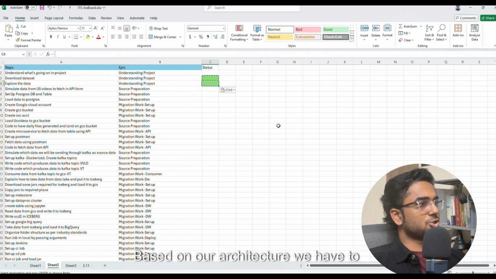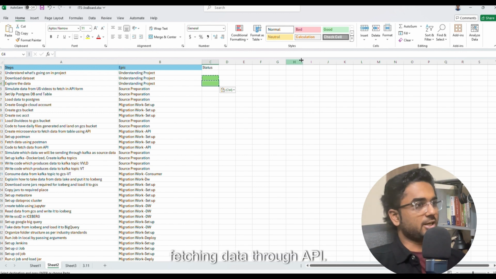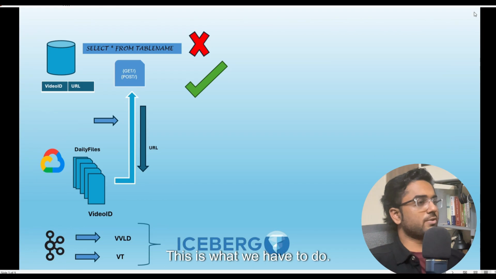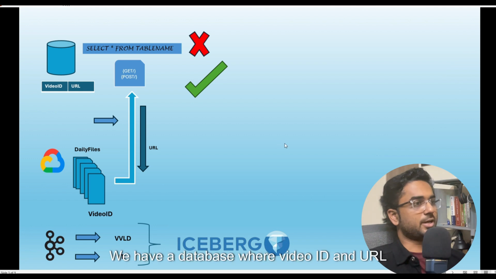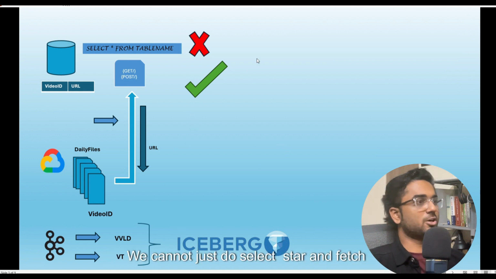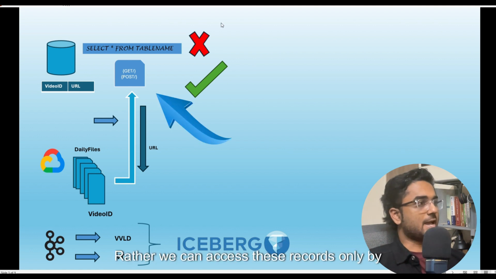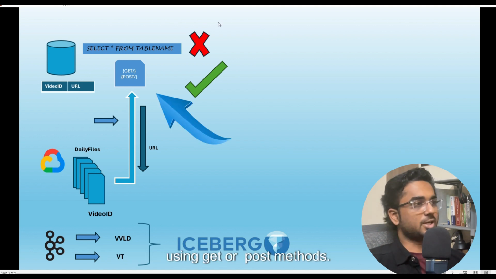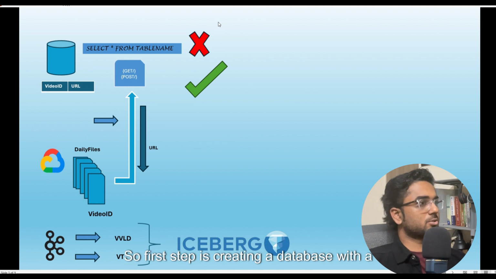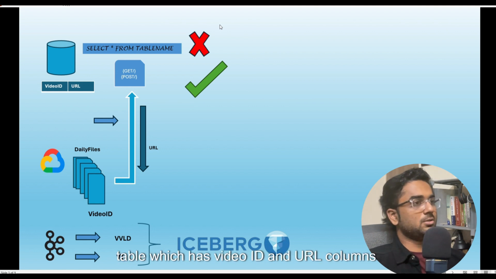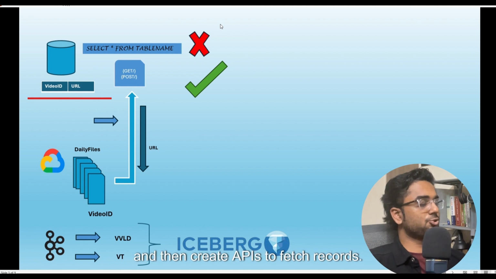Based on our architecture, we have to simulate fetching data through API. This is what we have to do. We have a database where video ID and URL is already present. We cannot just do select a star and fetch all the records. Rather, we can access these records only by using get or post method. So first step is creating a database with a table which has video ID and URL columns and then create APIs to fetch records.